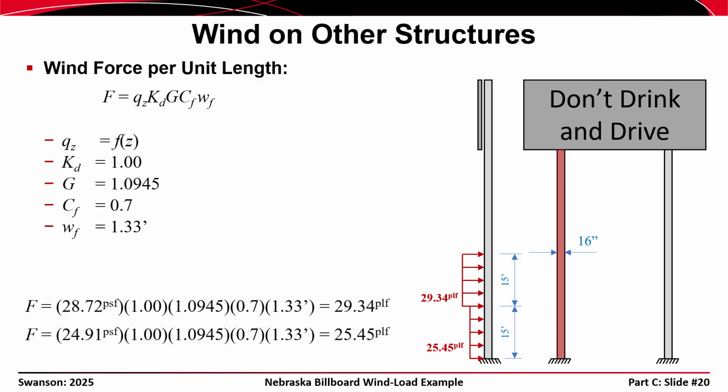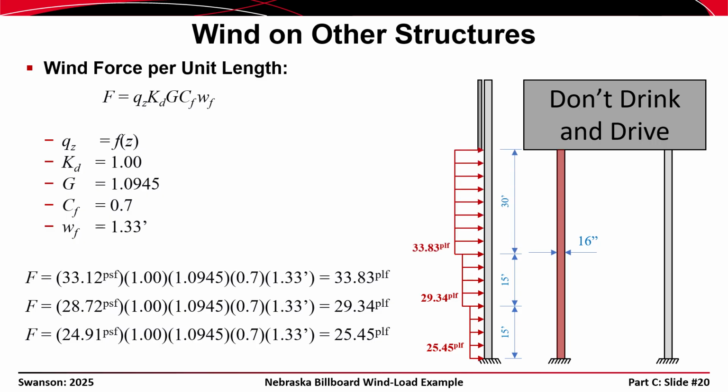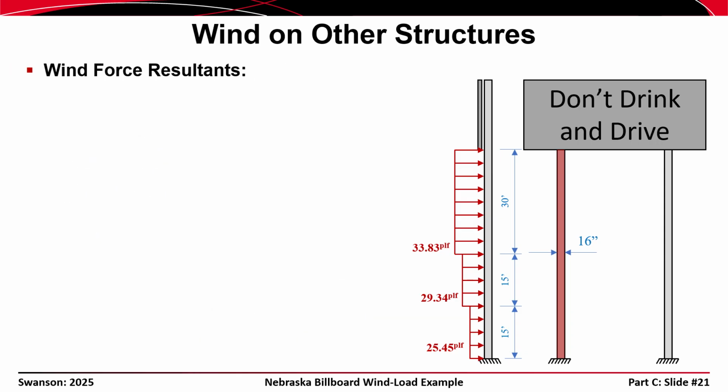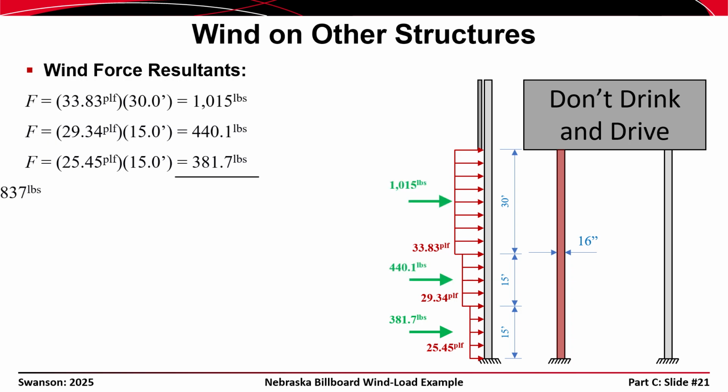Similarly, over the height of the post ranging from 15 feet to 30 feet, the force on the post is 29.34 pounds per linear foot, and over the range from 30 feet to 60 feet, the force on the post is 33.83 pounds per linear foot. Next, we can calculate the force resultants for these 3 height ranges. We can find that the total force acting over the first 15-foot segment is equal to 381.7 pounds. The total force acting over the second 15-foot segment is equal to 440.1 pounds, and the total force acting over the 30-foot segment is equal to 1,015 pounds.